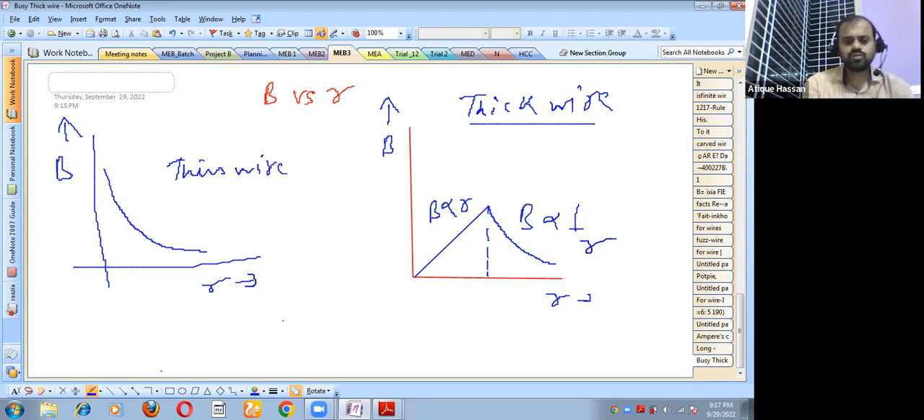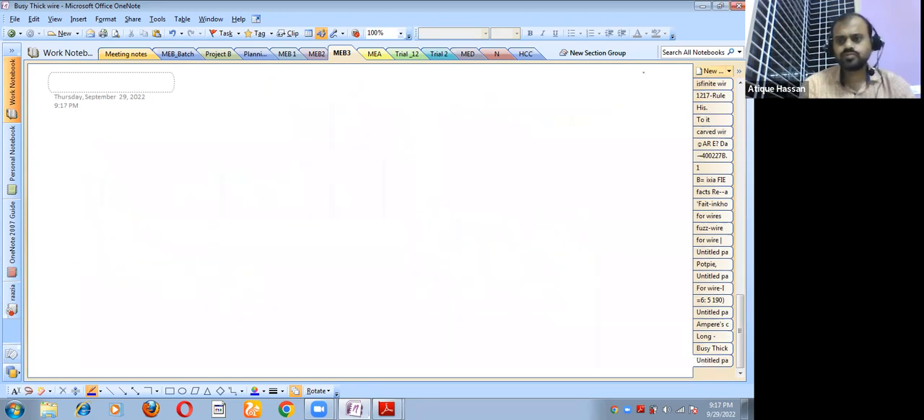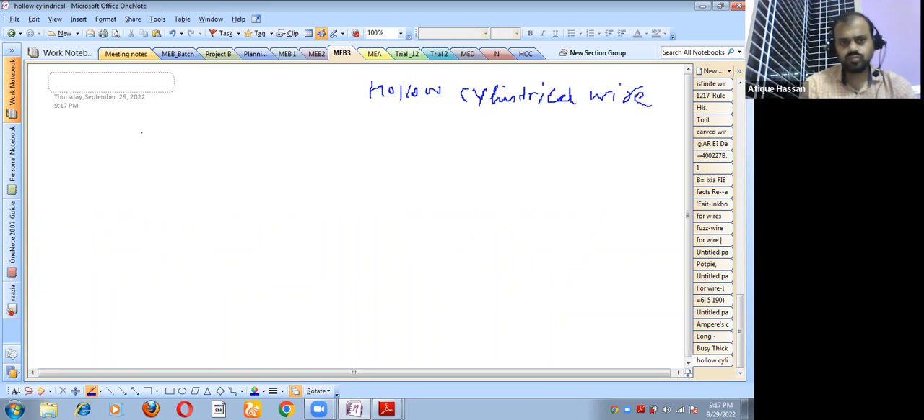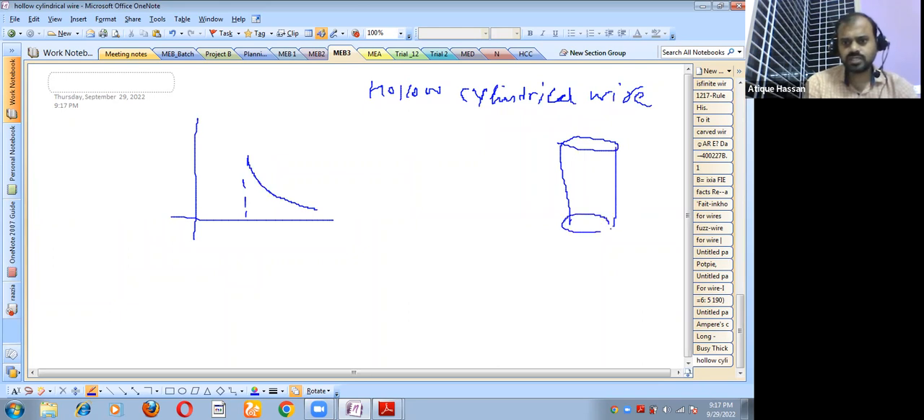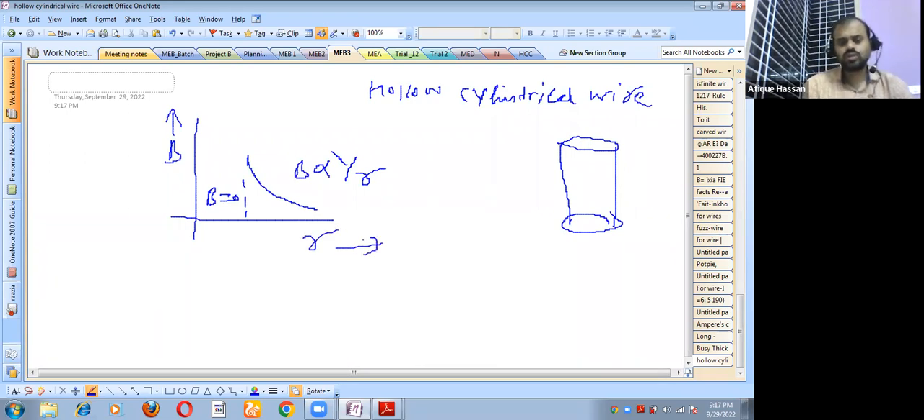And if the wire is hollow, for a hollow cylinder, or you can say hollow cylindrical wire, the graph will be like that. A hollow cylindrical wire means the wire is like this, hollow from inside. So in that case, there is no magnetic field inside, and outside it is 1/r. So we will get a graph like this. All of you understood this?